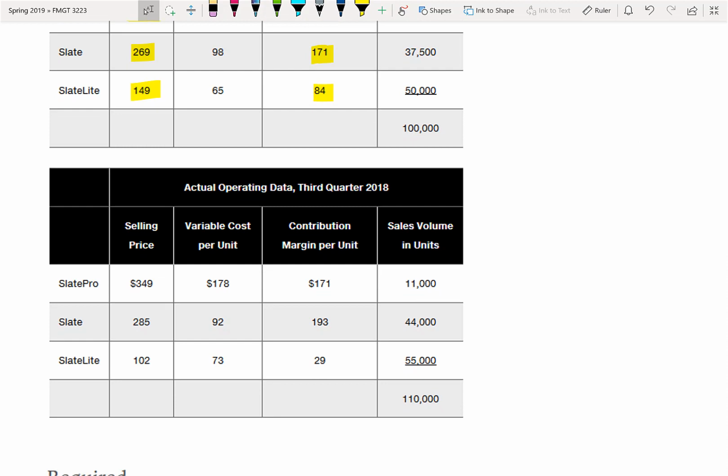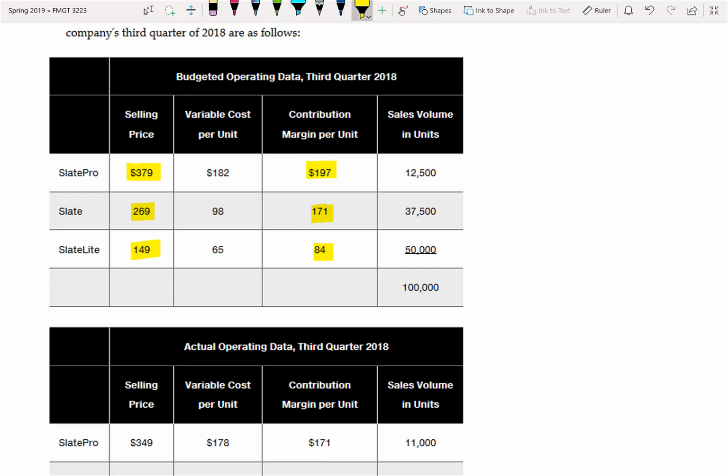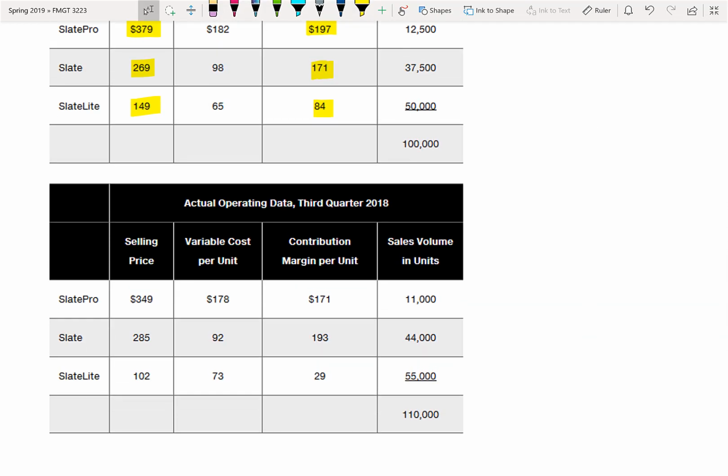What we are told here is that our budgeted data gives us $197 on the Slate Pro in contribution, the Slate $171 and the Slate Lite $84. What we actually saw happen is that the Slate Pro earned us $171, the Slate $193, but the Slate Lite only earned us $29 in contribution. So if the mix heavily shifts in favor of the Slate Lite, we would expect an unfavorable mix variance.